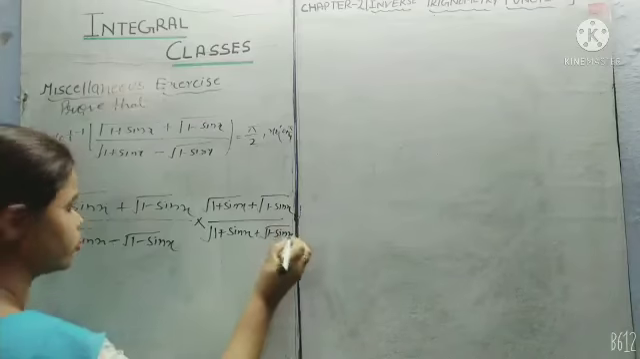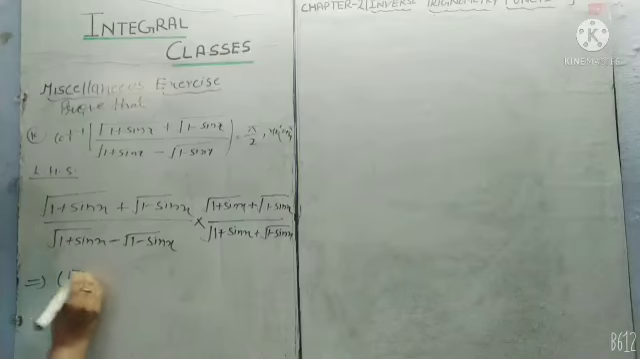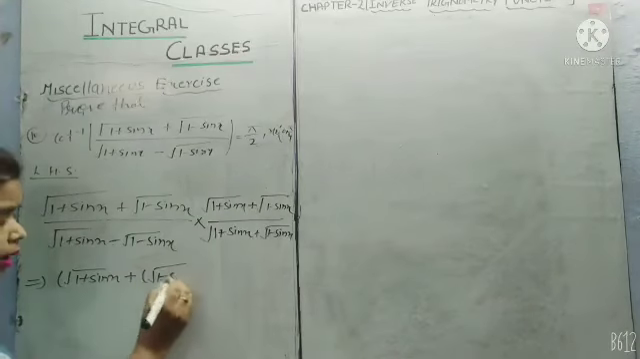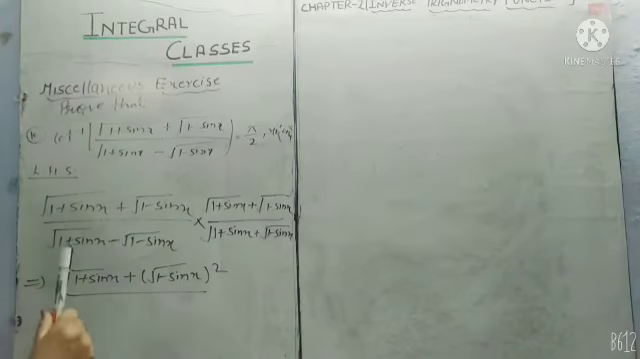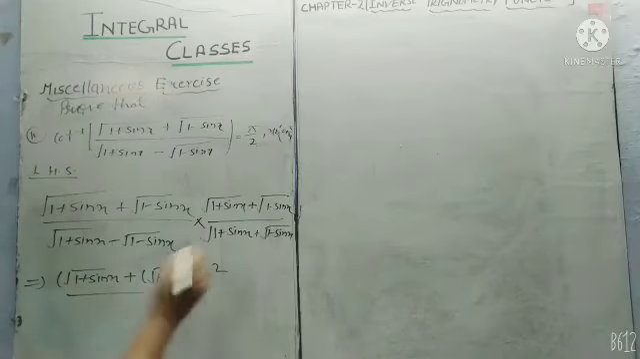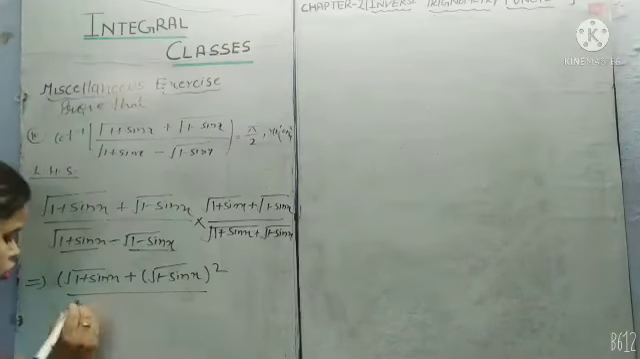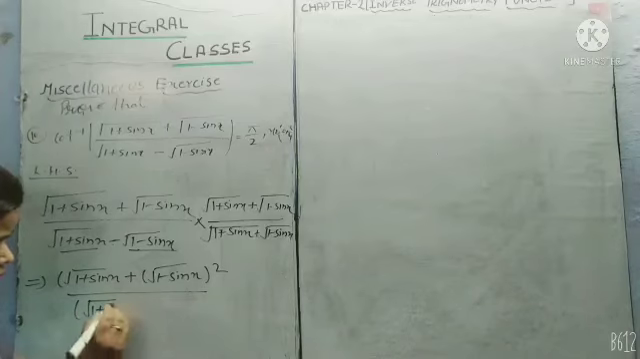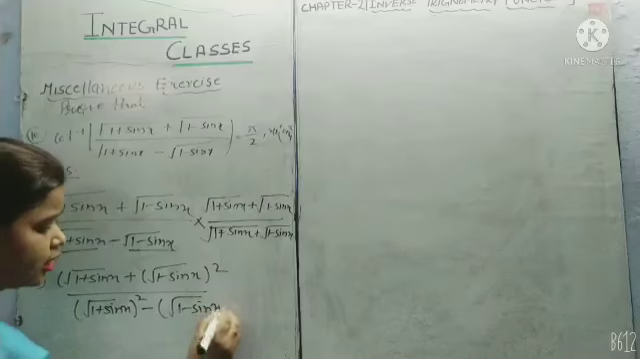Okay student. So now we will get (a plus b) whole square, root 1 plus sin x plus root 1 minus sin x whole square, upon, here we will apply the other algebraic identity, (a minus b)(a plus b) is equal to a square minus b square. So now here is a and here is b. So root 1 plus sin x whole square minus root 1 minus sin x whole square.